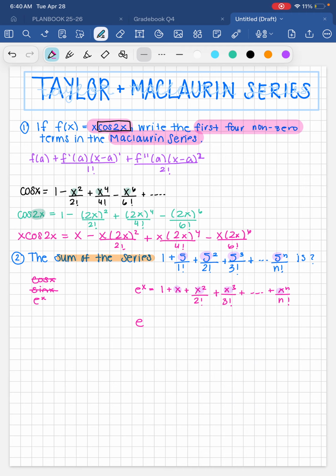So then this series up here in blue, the sum of it is going to be e to the 5, because we're going to replace x with 5. Done.